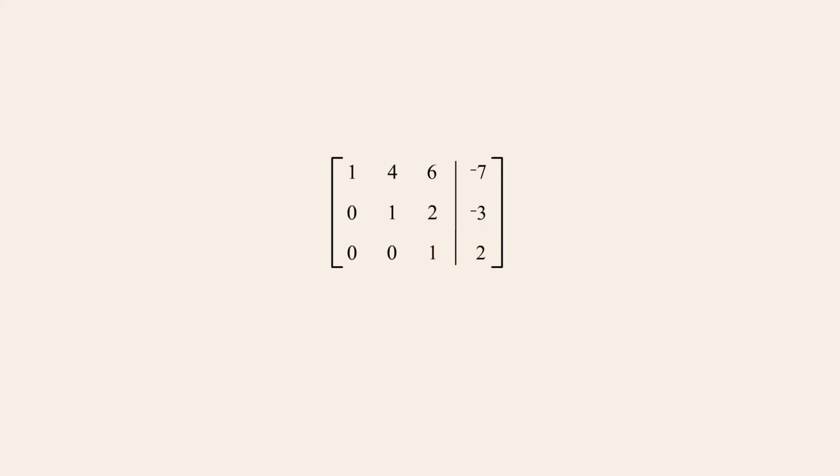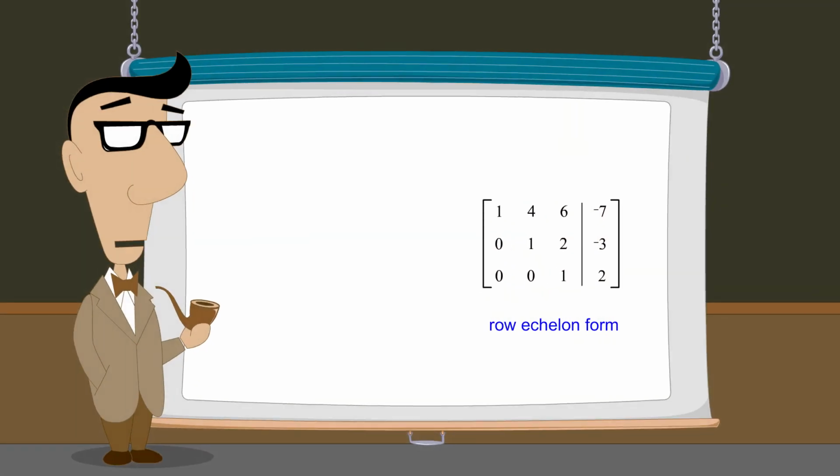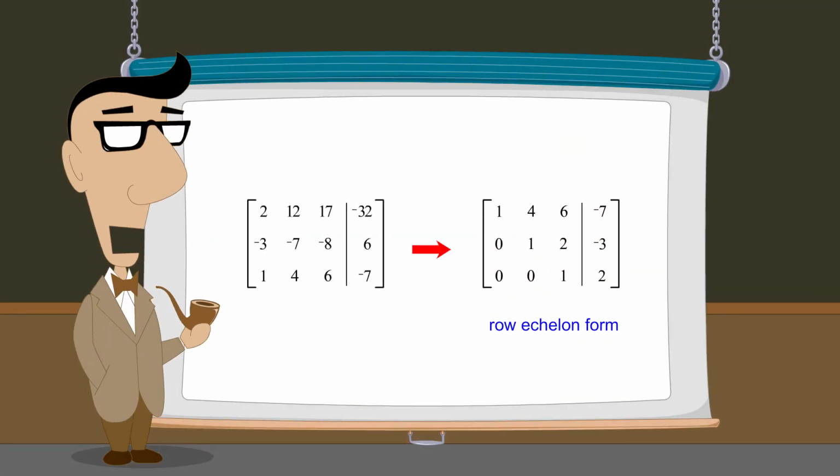Now that all the leading entries in the matrix are 1s, and each leading entry is located to the right of the leading entry above it, this matrix has been reduced to row echelon form. The process which we just used to transform the augmented matrix into an equivalent matrix in row echelon form is Gaussian elimination.